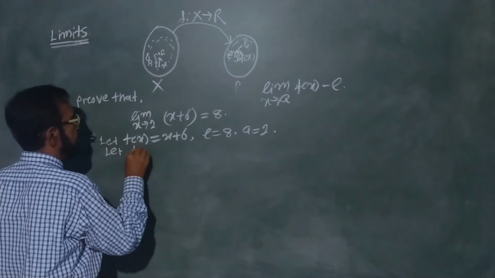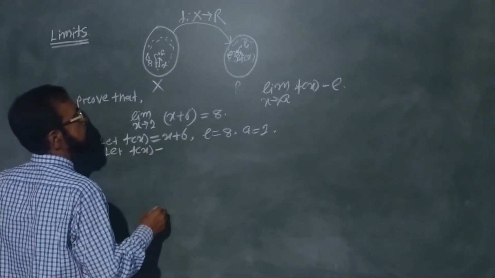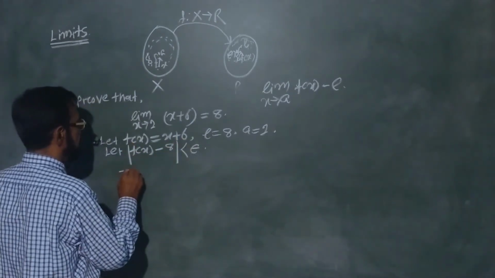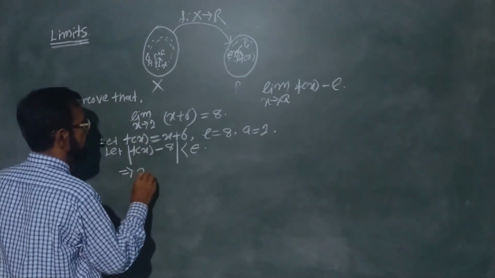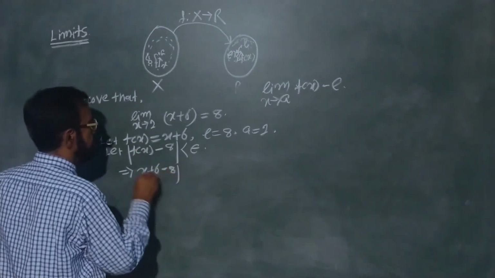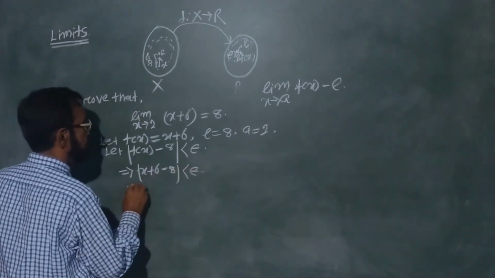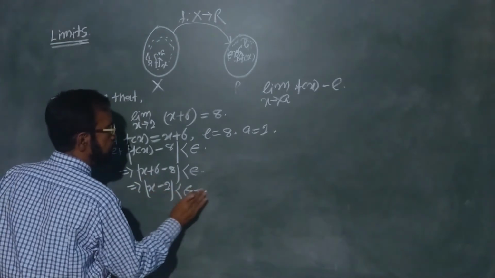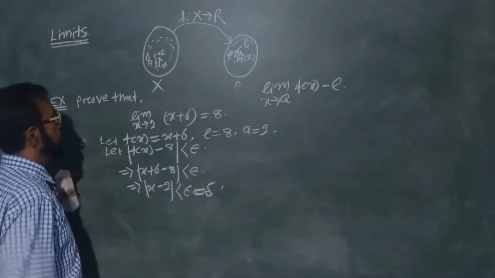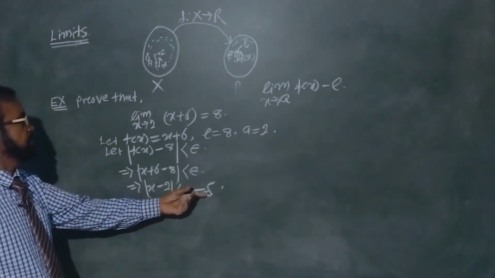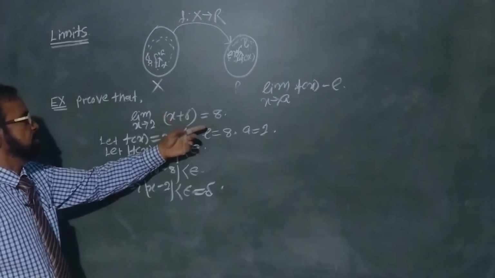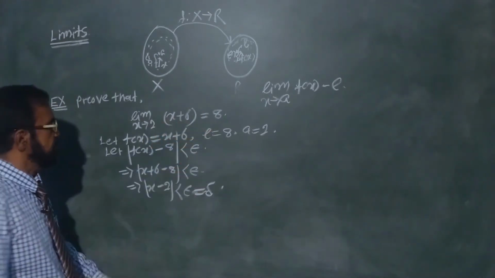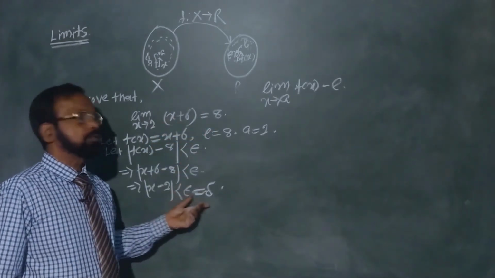Let |f(x) minus 8| be less than epsilon, which implies |x plus 6 minus 8| is less than epsilon, which implies |x minus 2| is less than epsilon, that is equal to delta. And when |x minus 2| less than delta implies |x plus 6 minus 8| is less than epsilon, then limit x tends to 2 of x plus 6 equal to 8. In this case, the epsilon is equal to delta.